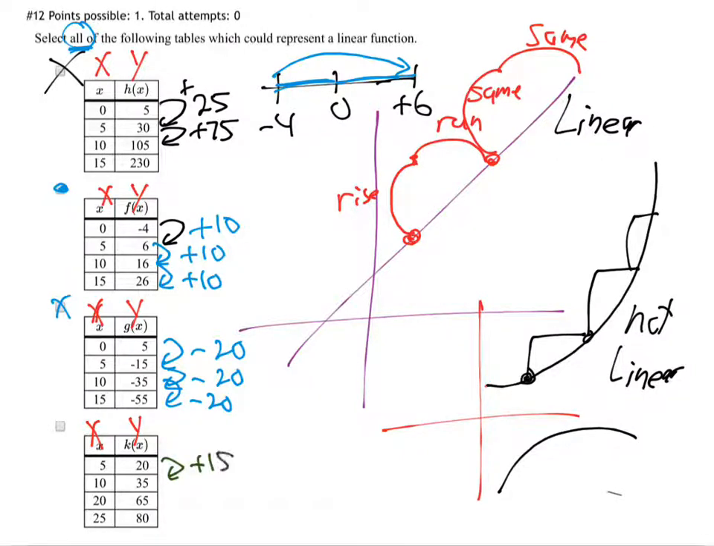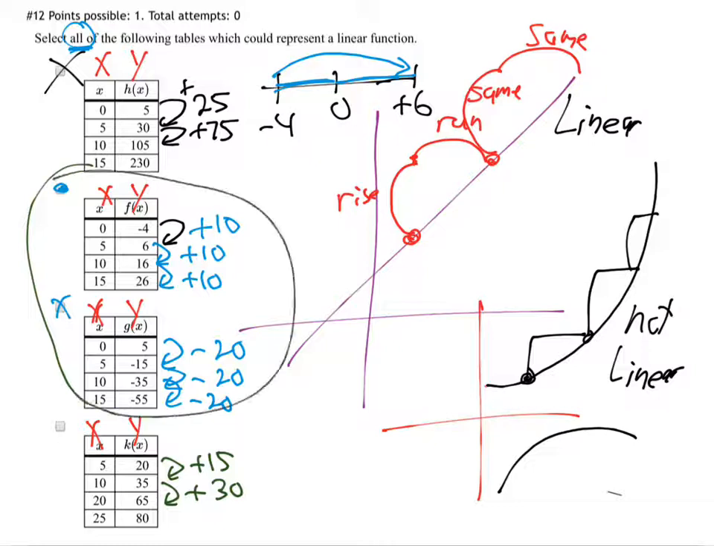No. Up by 15. No, up by whatever that is, 30. No. So just those middle two. These two are both linear because they're both going up by the same amount every time. Yeah, I should have looked for that little word "all."